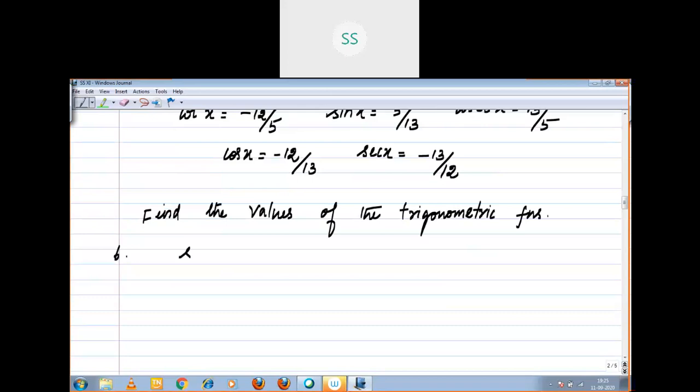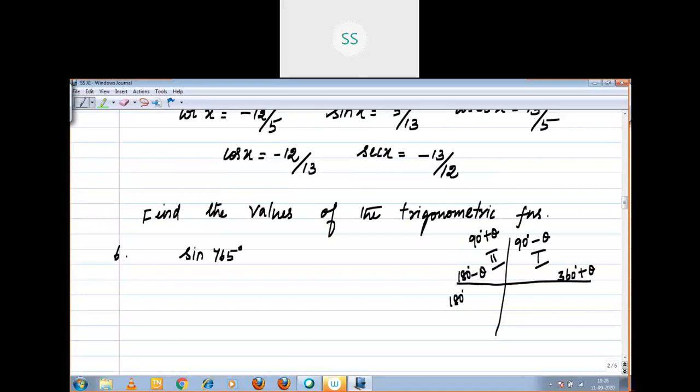Question number 6. Sine 765 degree. Here also again I am going to use the quadrant concept. See here, 360 degree plus theta, 90 degree minus theta, it will come under first quadrant.